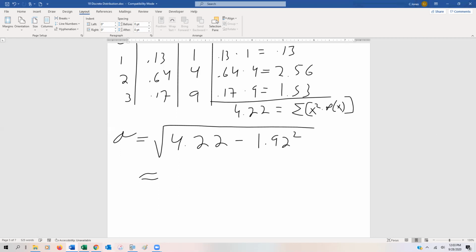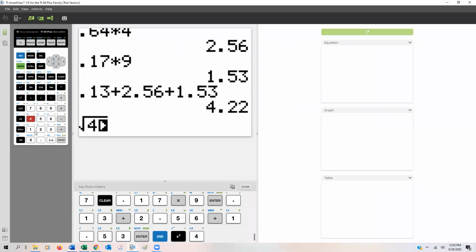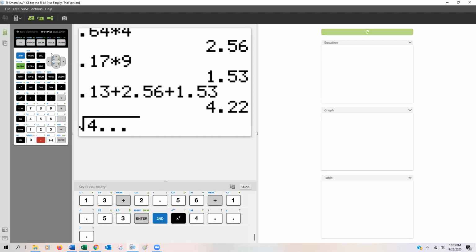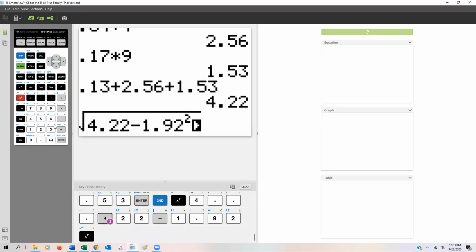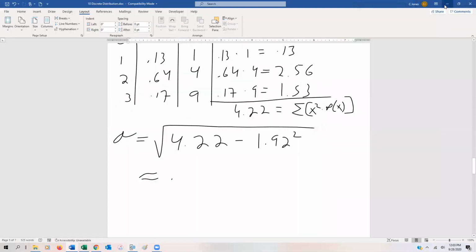For sigma, we're going to put that in our calculator. So we get second square root of 4.22 minus 1.92 squared, and that yields 0.7073. That's our deviation. Okay, so less than one basket is going to be the standard deviation for each time.